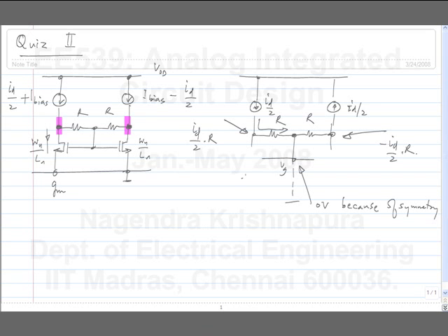Again, pretty simple. Or you can straight away write down the differential equivalent circuit and move on. The differential equivalent circuit for this will be just this, where the MOSFET is to be replaced by its small signal equivalent and the gate is at ground. This is fine. Everyone got this?